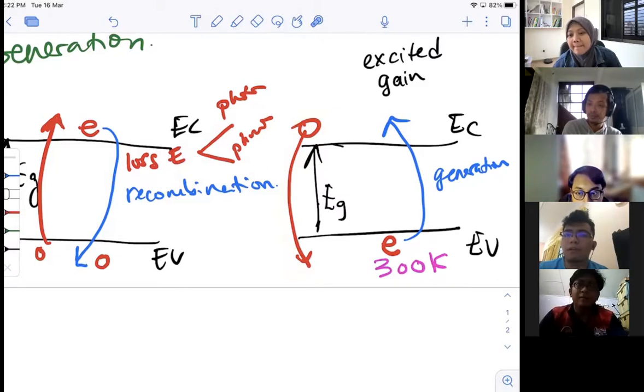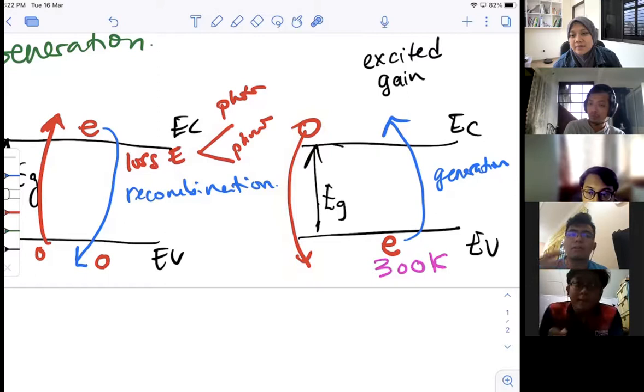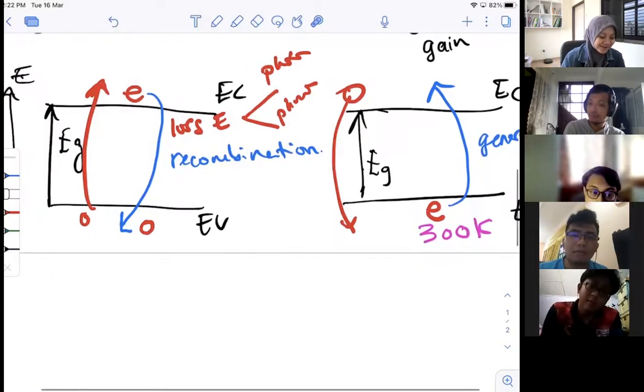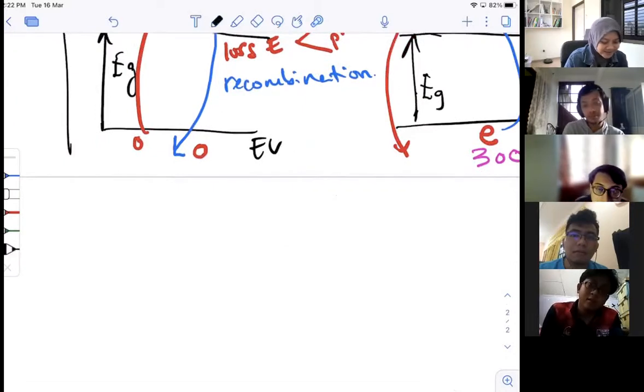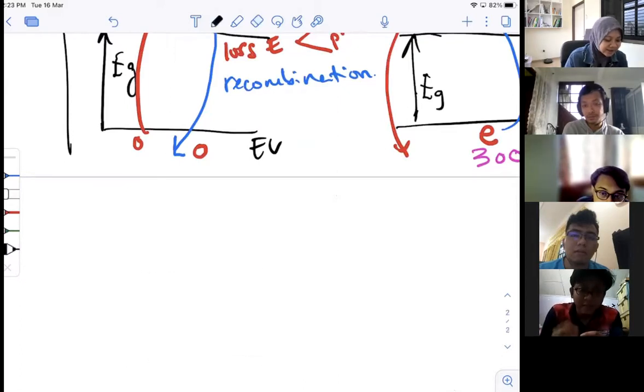What about the free electron? Can we use the term excited for the free electron? We use the term excited for the bound electron, right? I'm saying, does the free electron get excited? Interesting question. So you are saying, ni saya draw satu. Awak yang tanya, jadi saya ajar jelah.